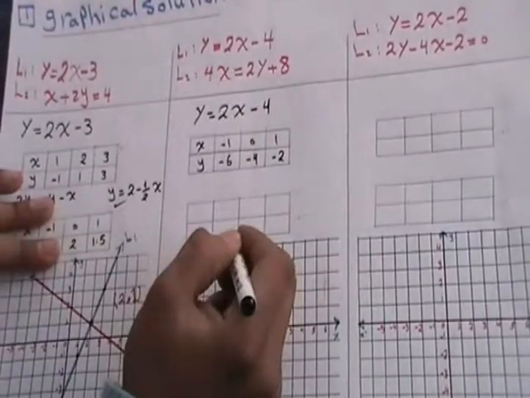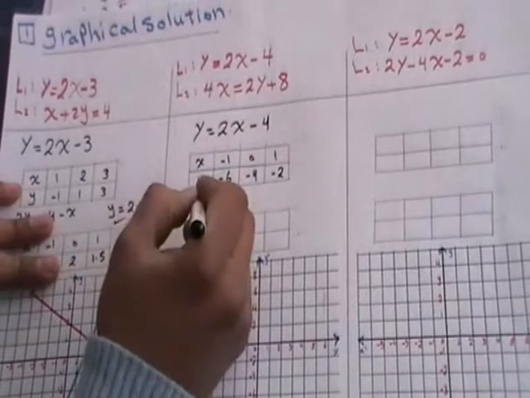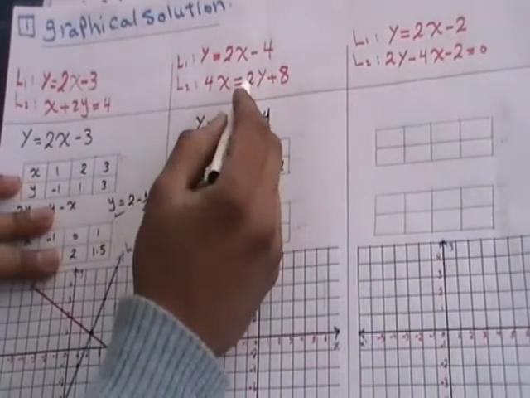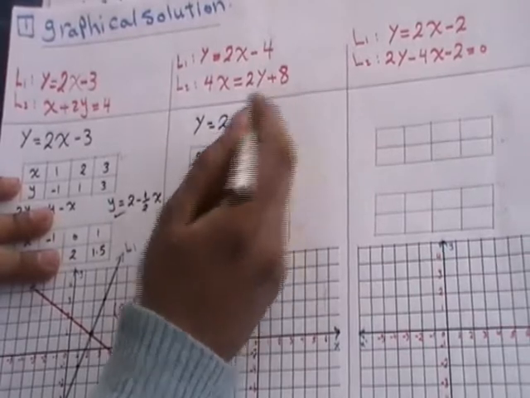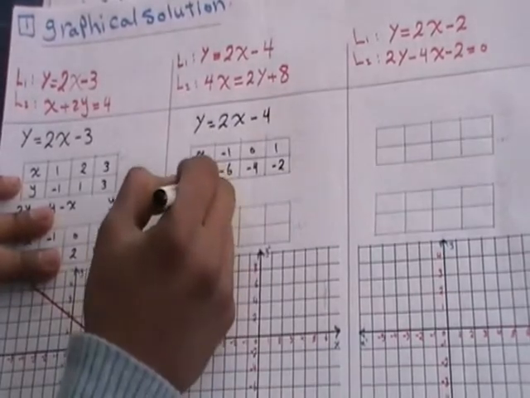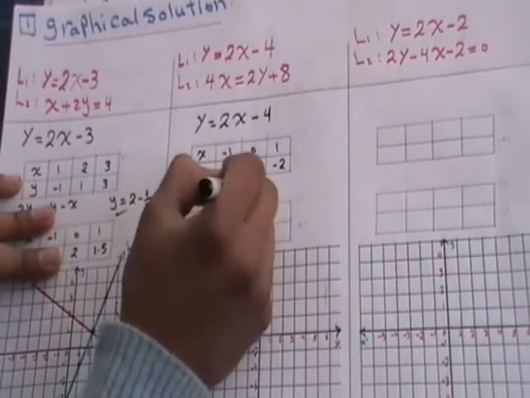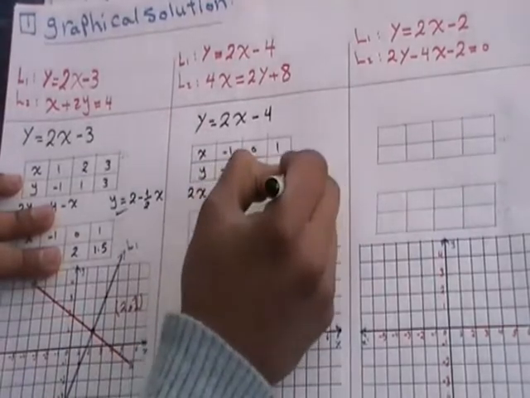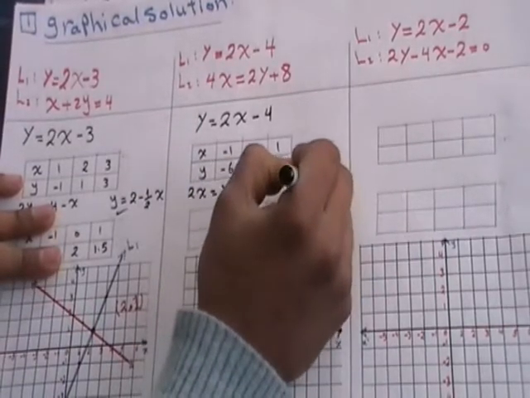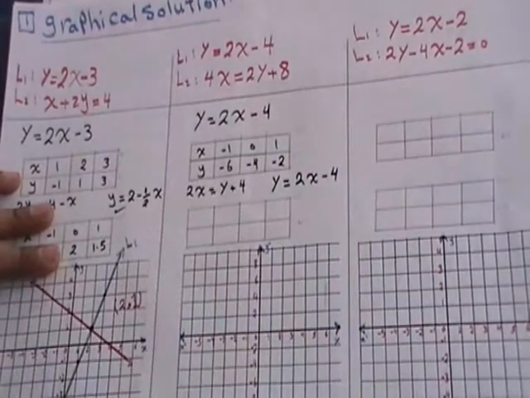After that, I have 4x equals 2y plus 8. We can divide this equation by 2 because you have 4 and 2 and 8, so all of them can be divided by 2. And you can put it in the form 2x equals y plus 4. Then have y on one side, so it will be 2x minus 4, by moving the 4 to the other side.